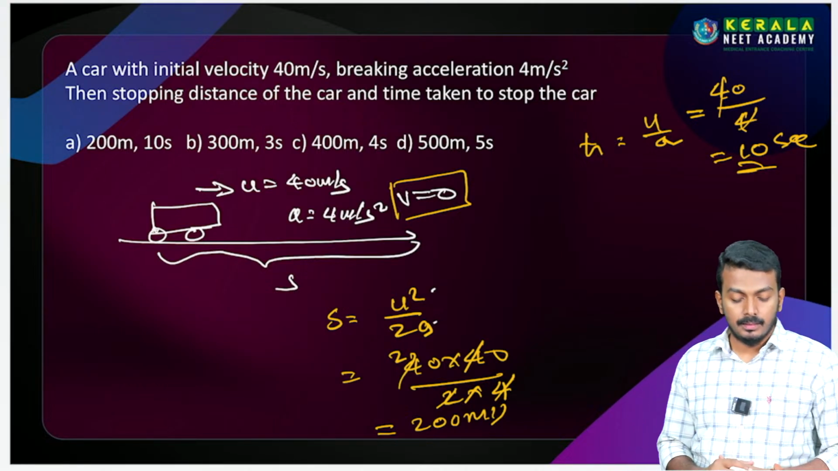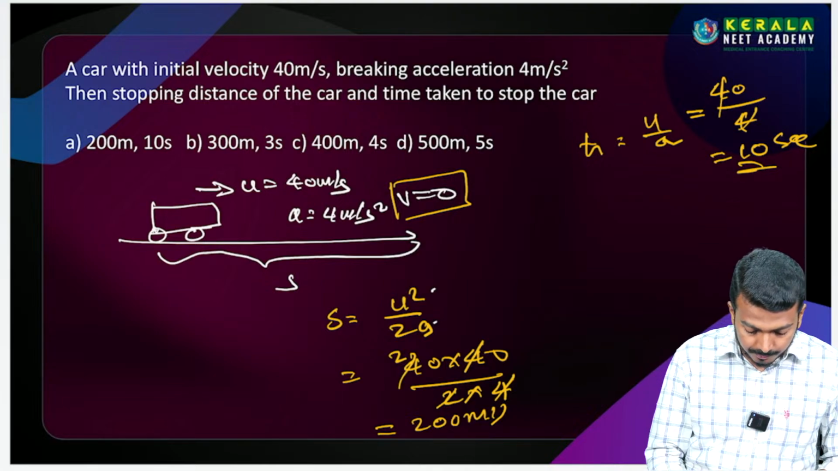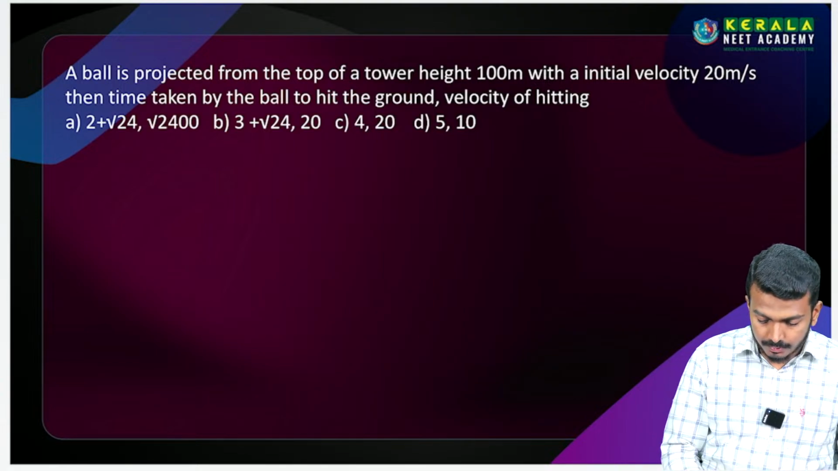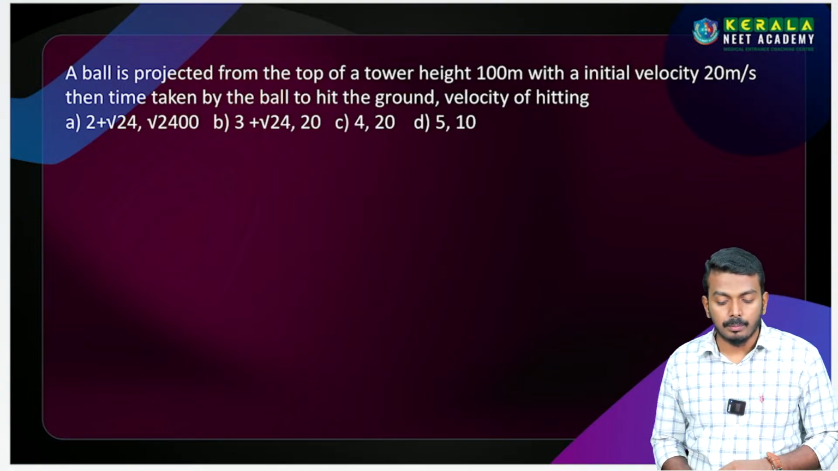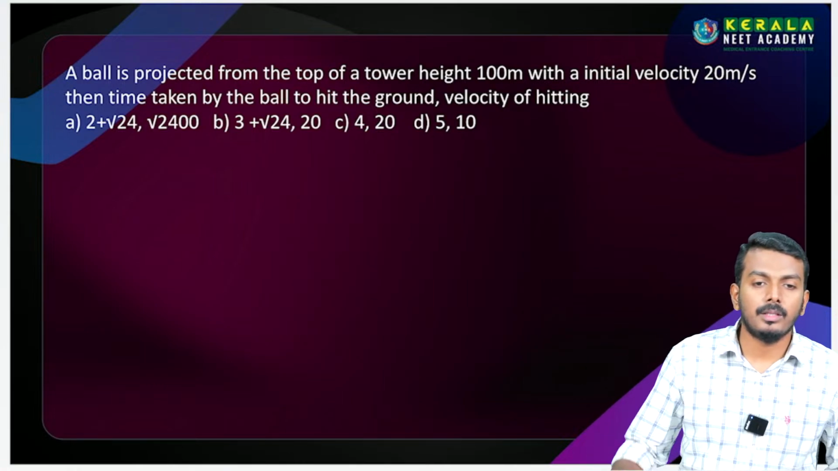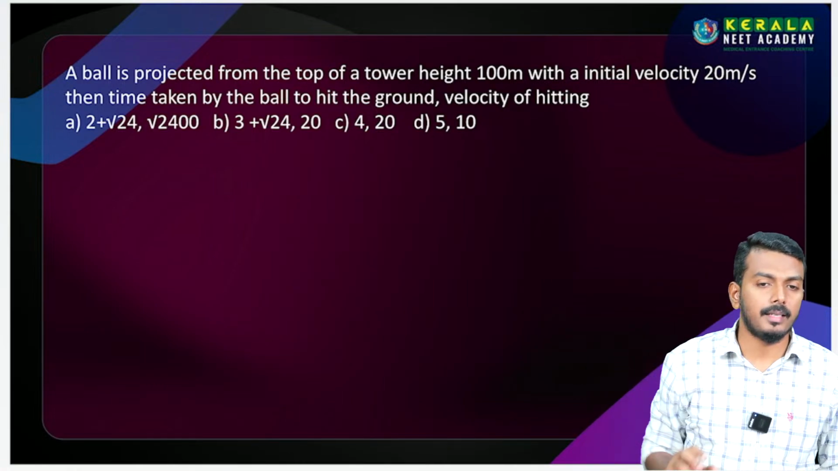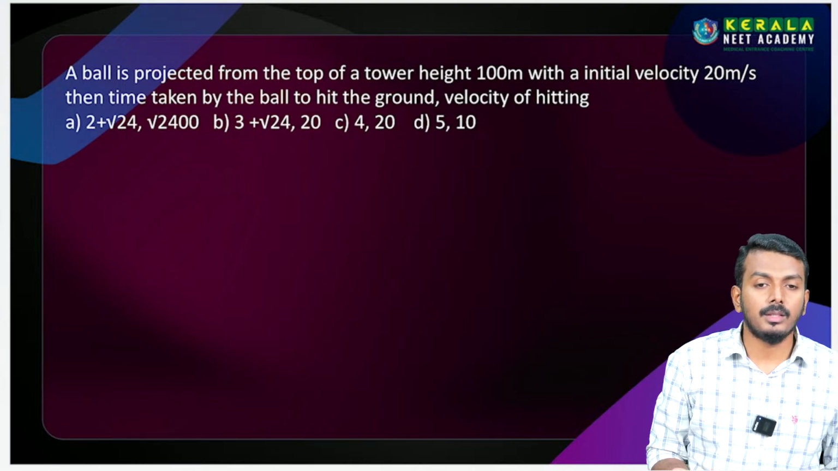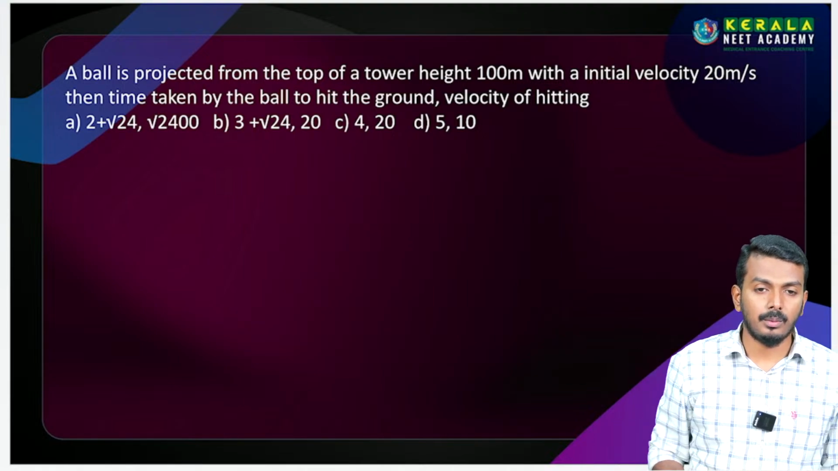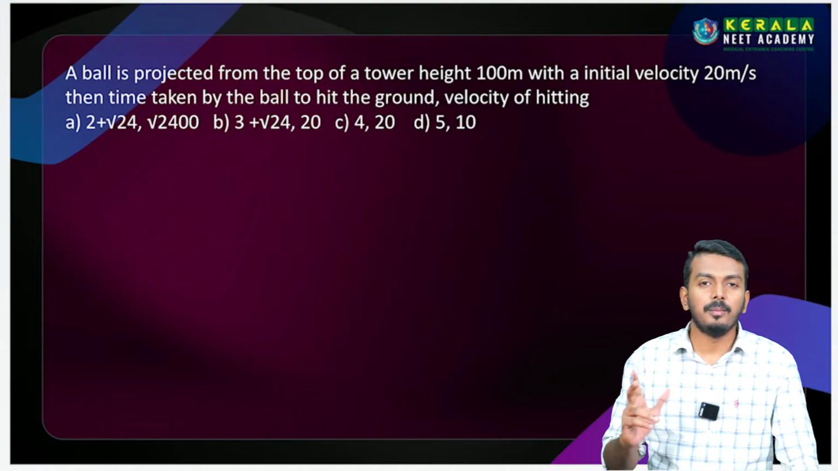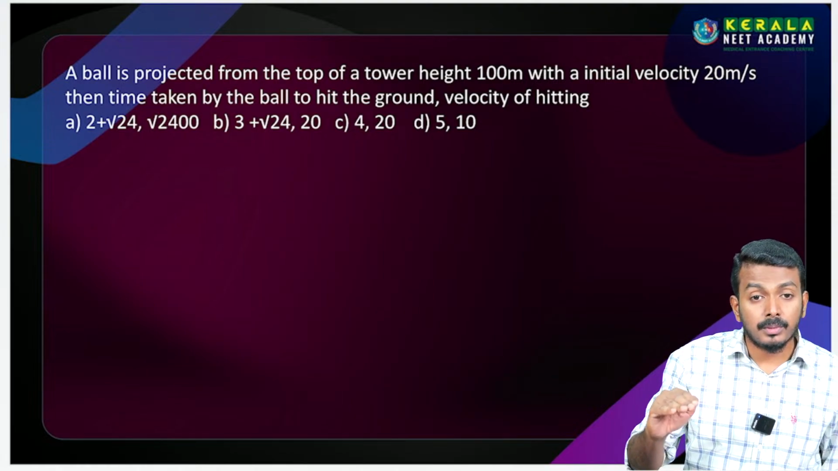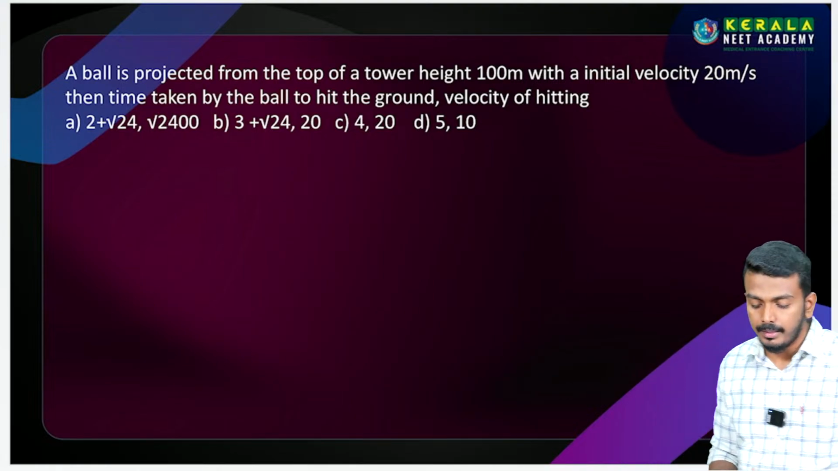Okay. Then let's move on to the next question. Yes, this is one of the important questions. Read the question. A ball is projected from the top of a tower of height 100 meter, with the initial velocity 20 meter per second. Then find the time taken by the ball to hit the ground and the velocity at hitting. How many questions are asked? Mainly 2 questions.